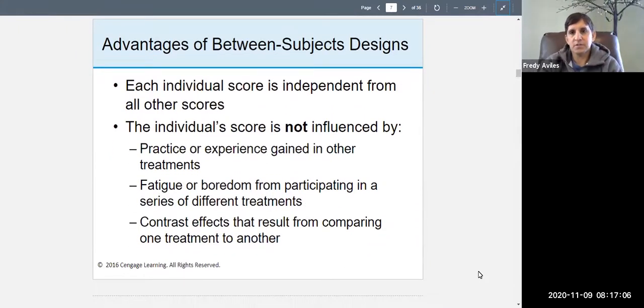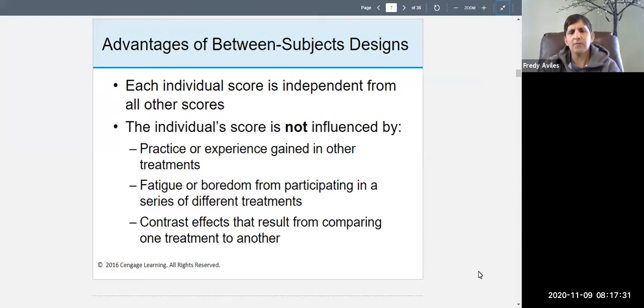Advantages of between subjects designs. Okay, so what's the advantage of having separate participants in the control group, in the treatment group, in the placebo group? What's the advantage of that? Well, one advantage is that each individual score is independent from the other scores. So each individual score is independent because it is from different people. Okay. The individual score is also not influenced by practice or experience gained in other treatments.